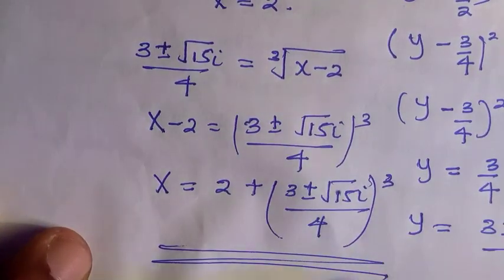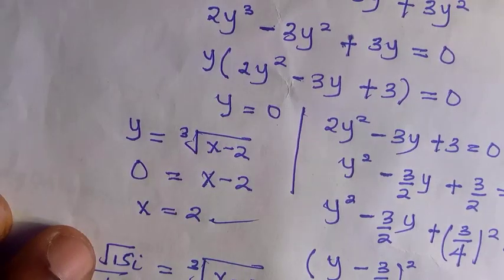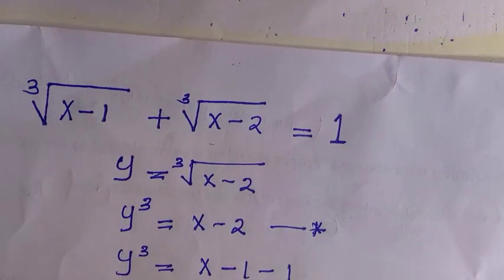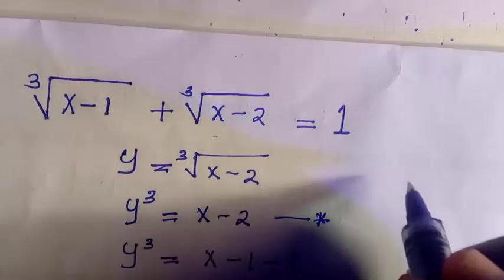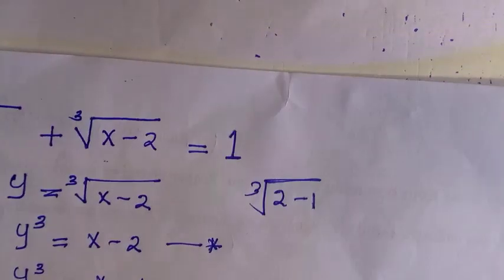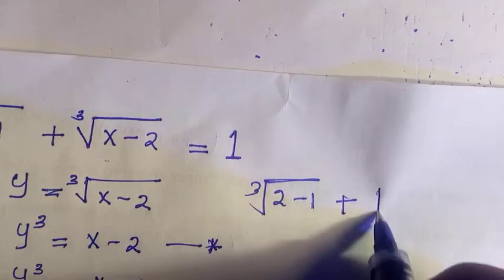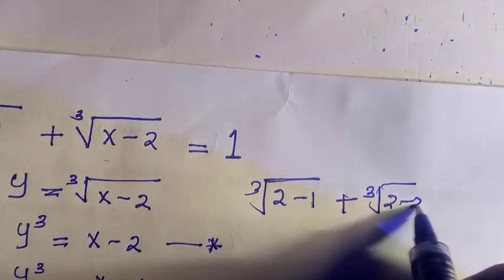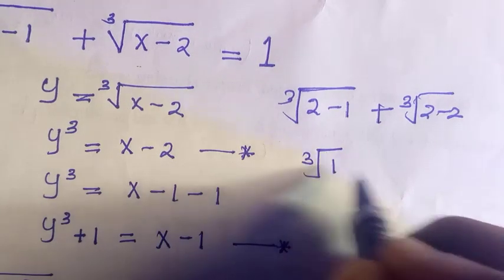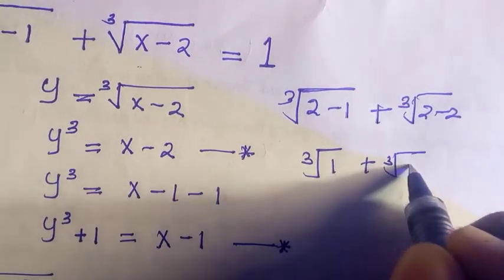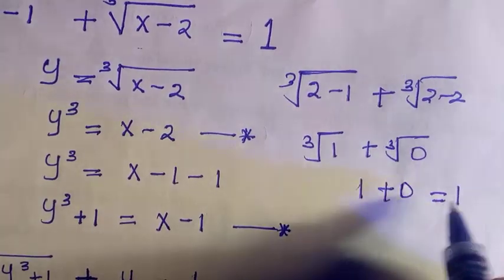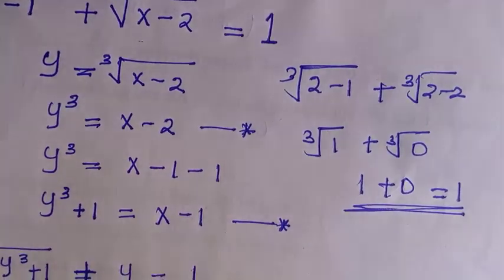Though this might not be a satisfying solution, I'm going to check x equals 2 to verify if this is correct or not. So by plugging in the value, we have the cube root of 2 minus 1 plus, for this one, the cube root of 2 minus 2. So 2 minus 1 is 1. We have the cube root of 1 plus the cube root of this, which is 0. So the answer is 1 plus 0, which equals 1. So which means x equals 2 satisfies this.